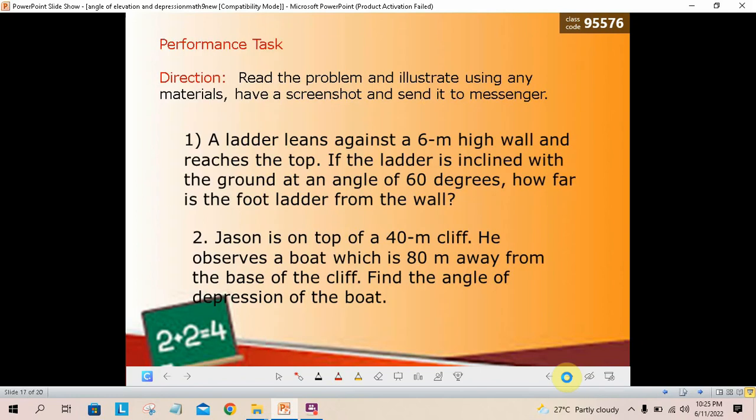Yes. So for your performance task, you are going to read the problem and illustrate using any materials. You can have a screenshot and take a picture and send it to my messenger. So you have there a ladder leans against a 6-meter high wall and reaches the top. If the ladder is inclined with the ground at an angle of 60 degrees, how far is the foot of the ladder from the wall? Jason is on top of a 40-meter cliff. He observed a boat which is 80 meters away from the base of the cliff. Find the angle of depression of the boat.